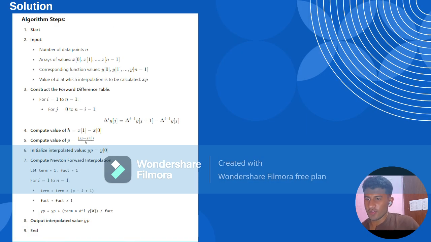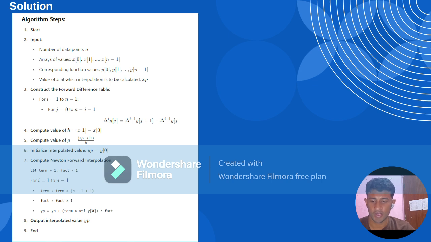So the algorithm starts from step number 1, which is start. Second, input number of data points n, array of values x0, x1, ..., xn minus 1, corresponding function values y0, y1, ..., yn minus 1, value of x at which interpolation is to be calculated, xp. Construct the forward difference table for i equals 1 to n minus 1, for j equals 0 to n minus 1 minus 1.